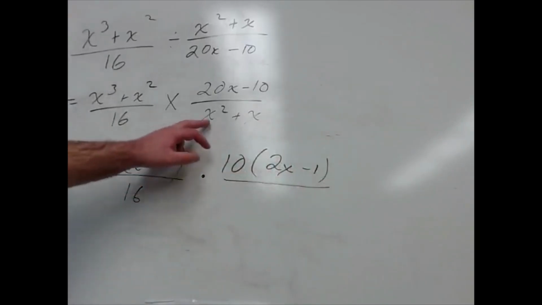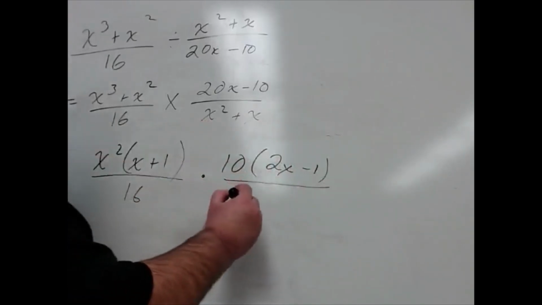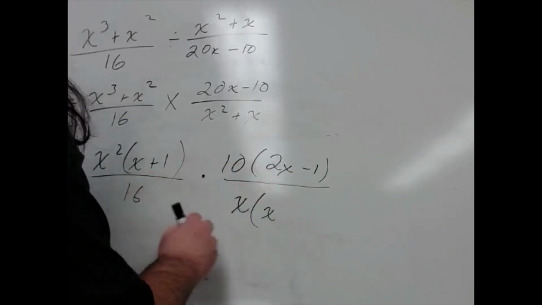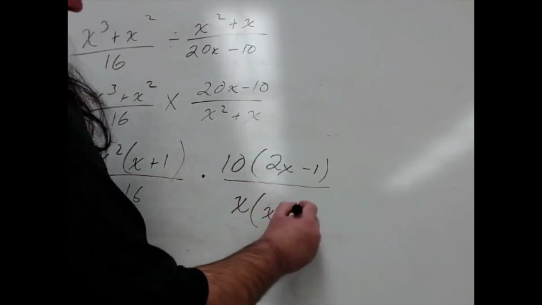Look at the denominator here. The common factor would be x. X times what gives me x squared? That would be x. X times what gives me x? That should be plus 1.